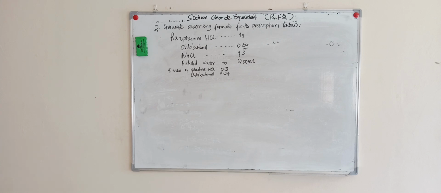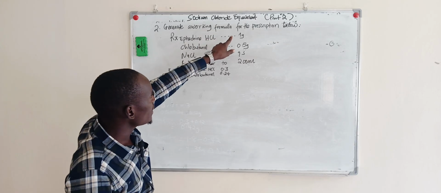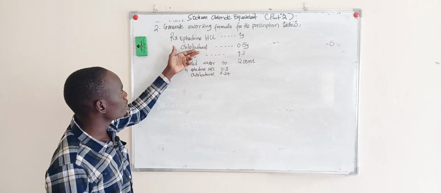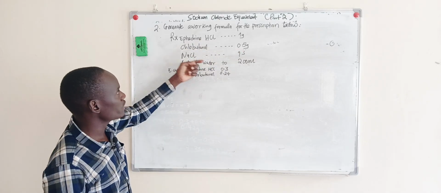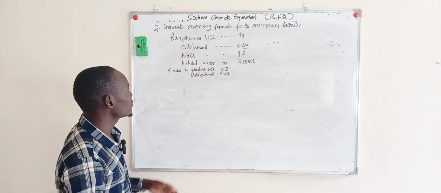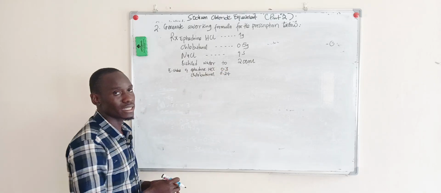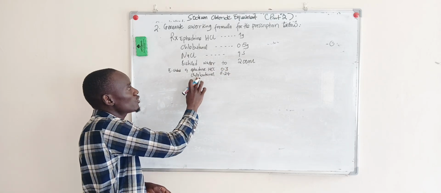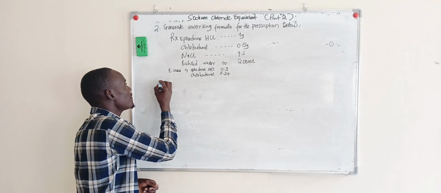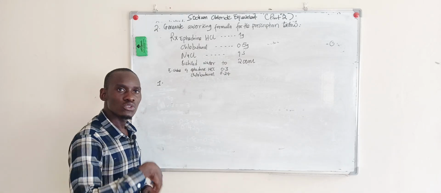So, in our second example, generate a working formula for the prescription below. Ephedrine hydrochloride 1 gram, chlorbutanol 0.5 grams, sodium chloride quantity sufficient, then distilled water add up to 200 mils. They have given us the sodium chloride equivalent of ephedrine hydrochloride at 0.3 and the sodium chloride equivalent of chlorbutanol at 0.24. But remember our first step, we calculate the amount of sodium chloride that is required to render such a solution isotonic.